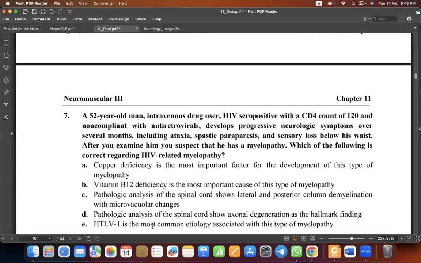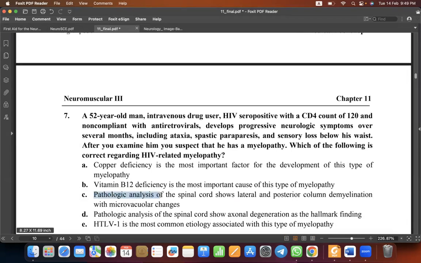So human T-cell lymphotropic virus is a common etiology for this type of myelopathy. Yes, in case of tropical spastic paraparesis, the human T-cell lymphotropic virus is the issue here, but it is actually not commonly involving the sensory. So sensory involvement particularly, we need to think about other causes. And the pathological analysis of a spinal cord shows axonal degeneration. So there could be vascular myelopathy. Okay, so in that case, particularly there are some vascular changes there.